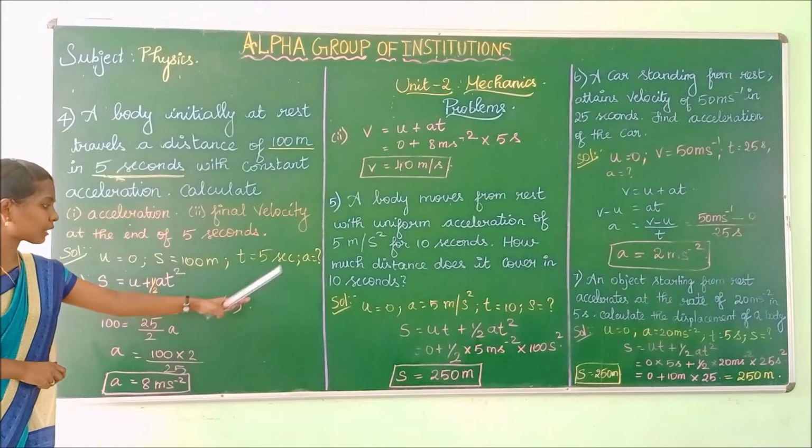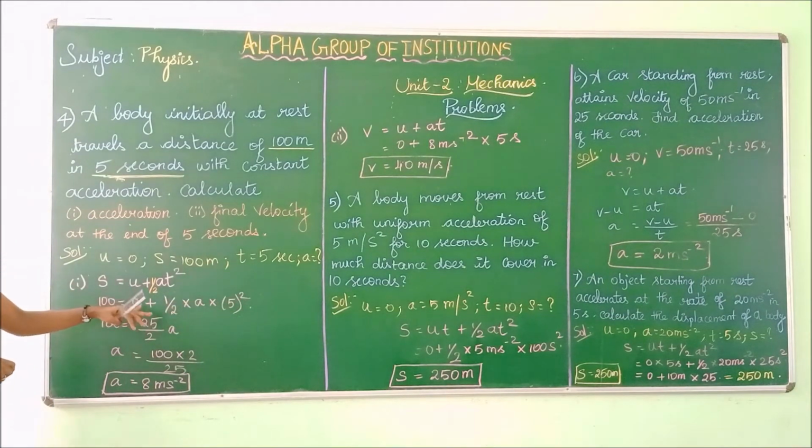is 5. 5 square. 100 is equal to 0 plus half a into 5 square. 5 square is 25. Okay, 100 is equal to 25 by 2 into a. We have to calculate this a, acceleration. So a is equal to 100 into 2 by 25. You have to cross multiply. Okay, 100 into 2 by 25. 100 into 2 is 200. 200 by 25. So 200 by 25 is 8. Acceleration is equal to 8 meter second power minus 2.